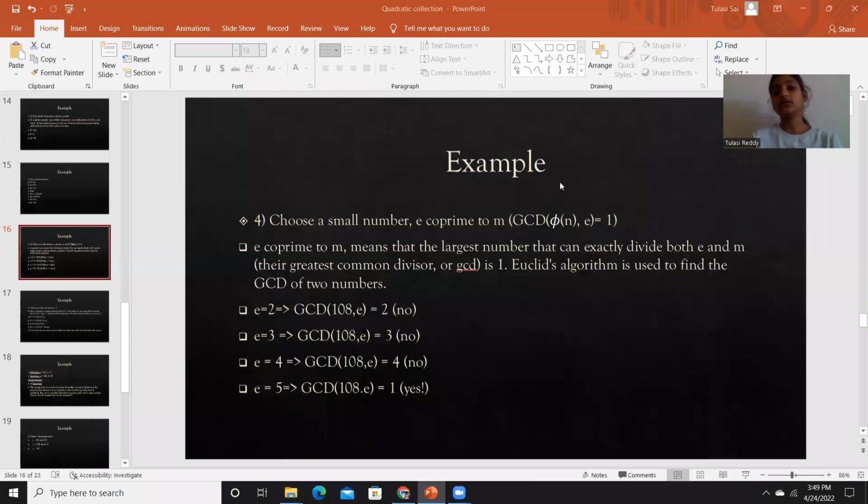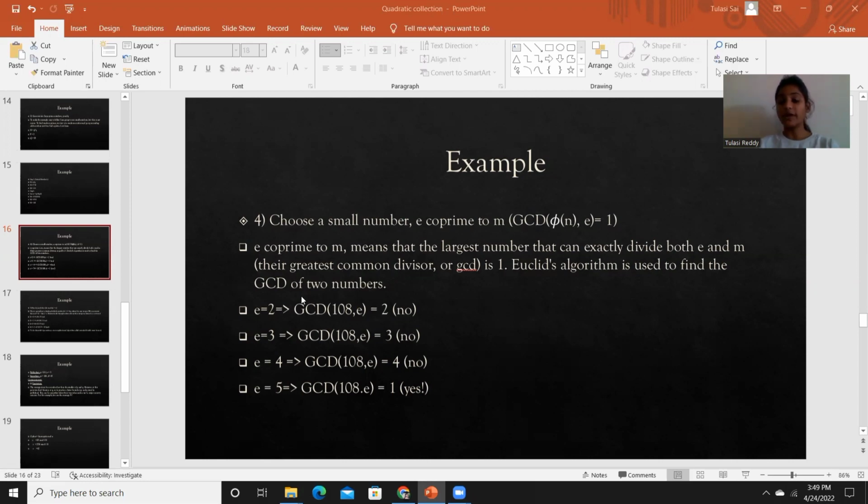So after finding steps 1, 2, 3, now we will be going to the next step. The step is to choose a small number e co-prime to m. So GCD, we know the GCD step. The GCD of psi of n comma e should be equal to 1. So e should be co-prime to m, which means that the largest number that can exactly divide both e and m is equal to 1. The Euclidean algorithm is used to find the GCD of two numbers.